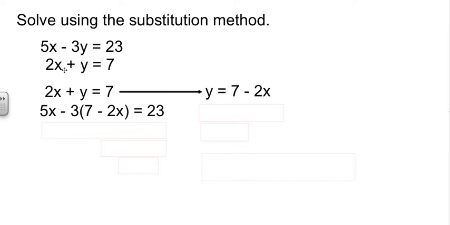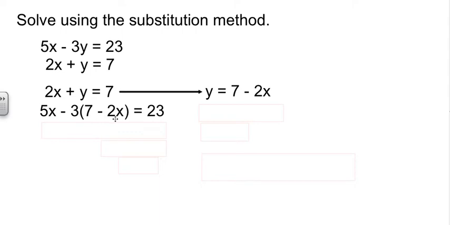Notice I plugged it into the equation I didn't start with. If I plugged this back into the equation we used here, we would get 7 is equal to 7, which tells us exactly nothing. So we need to substitute it into the other equation up here.